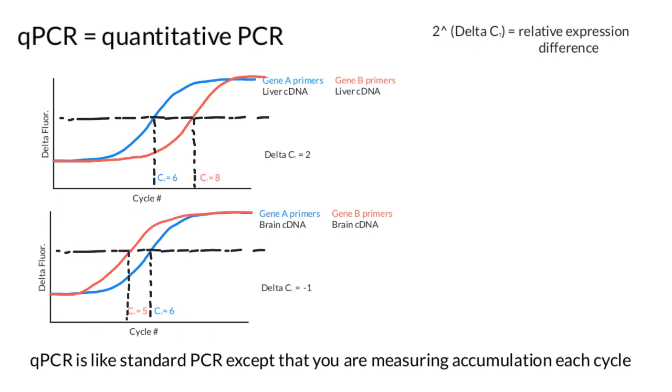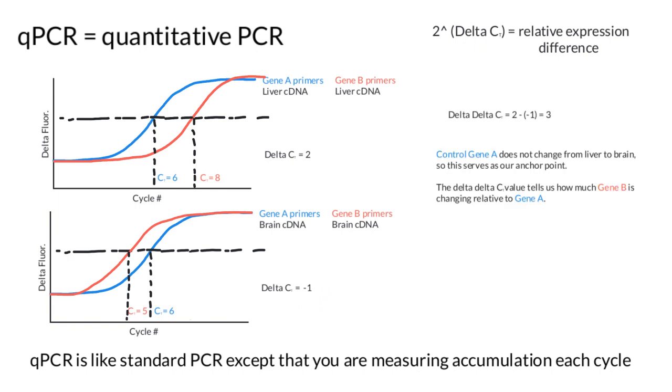Now, why was it a positive number up here and a negative number here? Well, in this top calculation, I took the gene B CT number and subtracted the gene A number. So down here, we have to do the exact same thing. We take the gene B number, which is 5, and we subtract the gene A number, which is 6. And that gives me a negative delta CT.